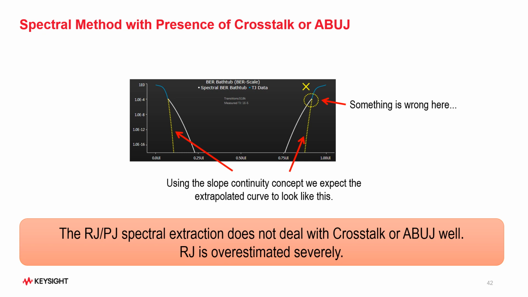Therefore, obviously something is not right here, and because it comes in really fast in the wide slope, the algorithm is basically overestimating the RJ severely. So even though the signal is not performing that badly, it's showing up as pretty bad using the spectral method.